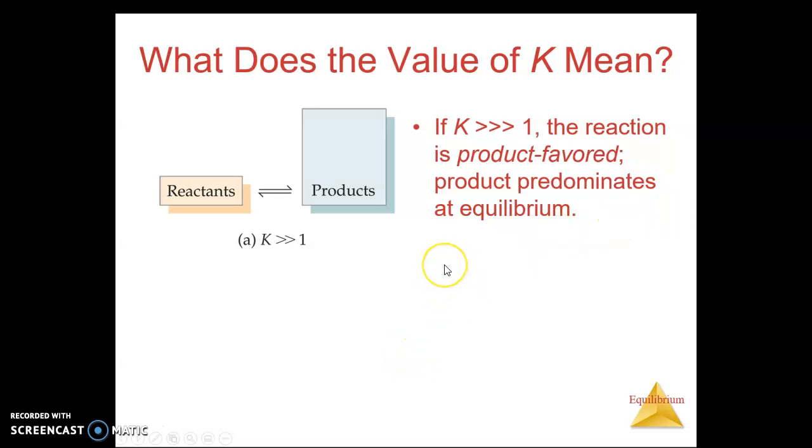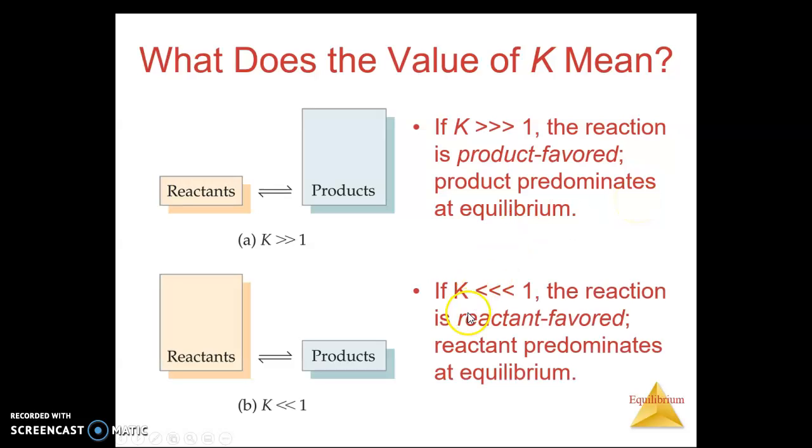Now, what does the value of K mean? If the equilibrium constant is much greater than 1, the reaction must have a lot of products because the numerator is big. So product predominates at equilibrium. If it's much less than 1, the reaction is reactant favored. The reactant predominates at equilibrium. And I'm going to stop there so that you can get the savor of this and take good notes.